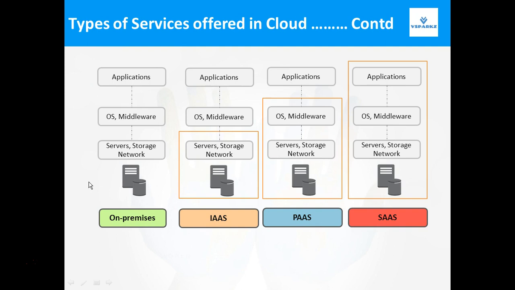In the IaaS model, the underlying hardware will be managed by the service provider. That is the infrastructure as a service. We are going to manage the operating systems, middleware, and the applications, whereas your physical servers will be managed by the service provider. For example, AWS manages these physical servers.